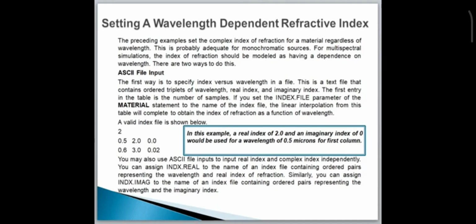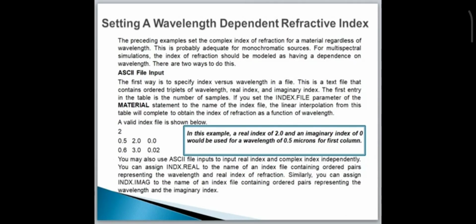A valid index file is shown below, in which 2 is the number of rows, and the first column showing the wavelength, second showing the real part of the reflective index, and the third one is the imaginary part of the reflective index. In the first row, the real index is 2.0, imaginary index having the value of 0 would be used for a wavelength of 0.5 micron. In the second row, the real index is 2.0, imaginary index is 0.02, would be used for a wavelength of 0.6 micron.